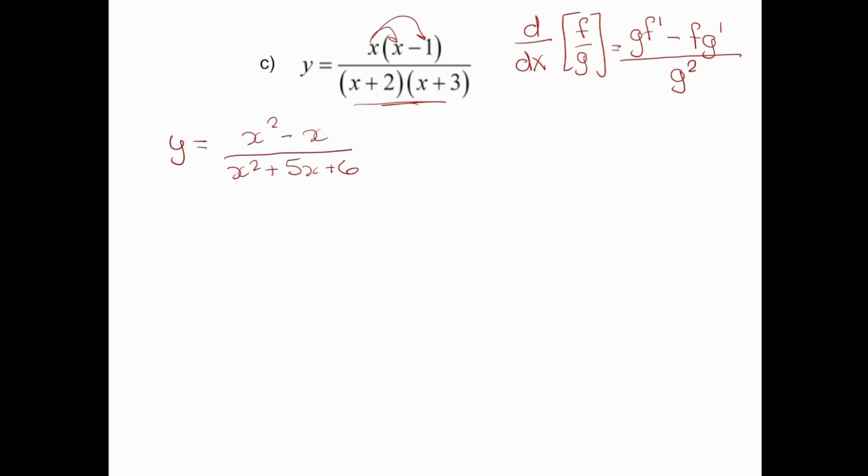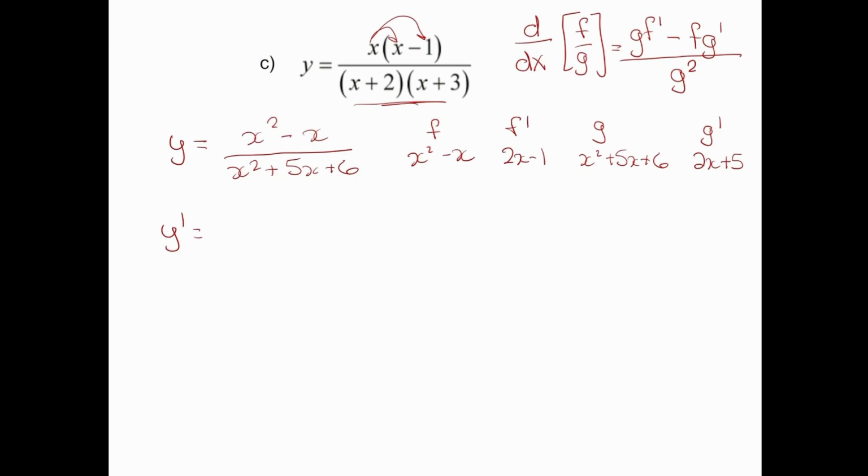Okay, so let's break this down. What is our f? Well, our f is x squared minus x. The derivative of that will be 2x minus 1. On the bottom, I have x squared plus 5x plus 6. My derivative of that will be 2x plus 5. Okay, now that we have that all sorted out, let's go back and use our quotient rule to determine this.